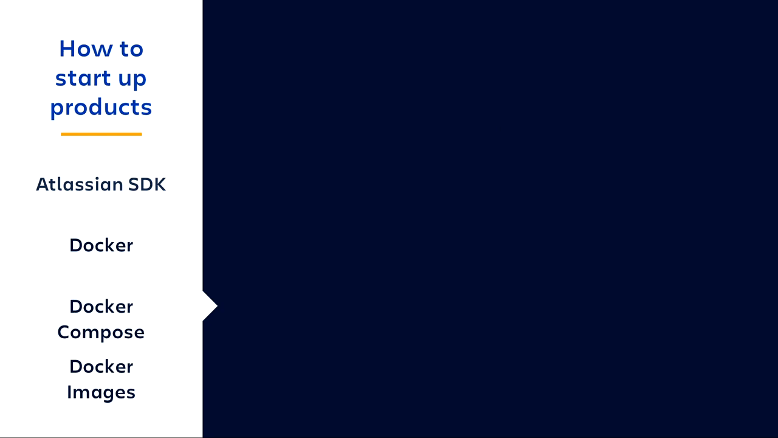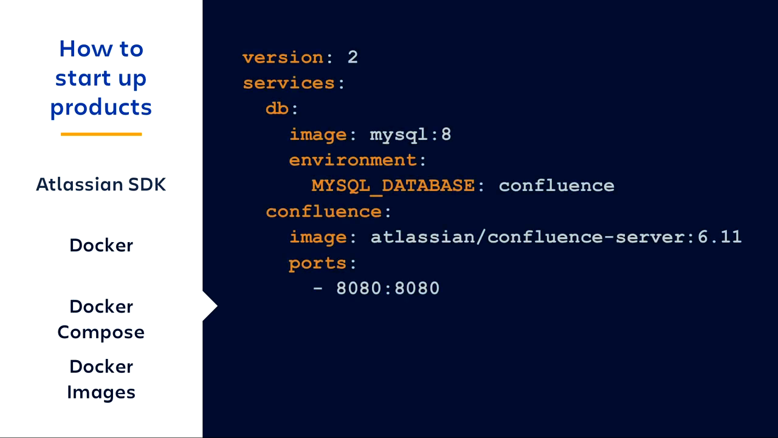Another thing is Docker Compose. It's the tool which comes along with Docker. What it allows us to do is to define multiple containers in a single Docker Compose YAML file. And once we want these containers to be started, we just execute docker-compose up, and it brings this whole environment to life. In the example, we have two containers. We have the database, which is MySQL, and we have Confluence. Once we run this docker-compose up, both containers will be started.